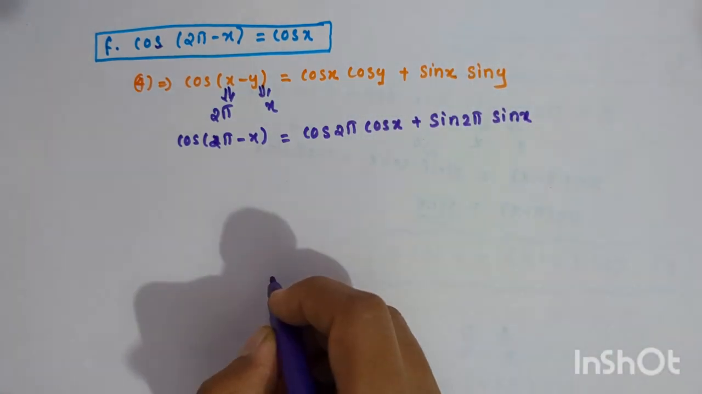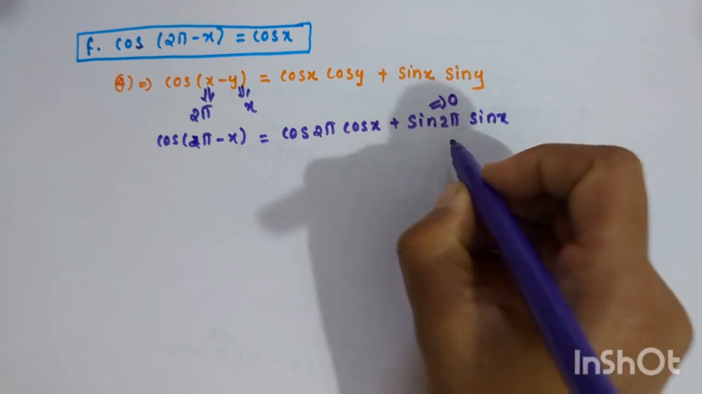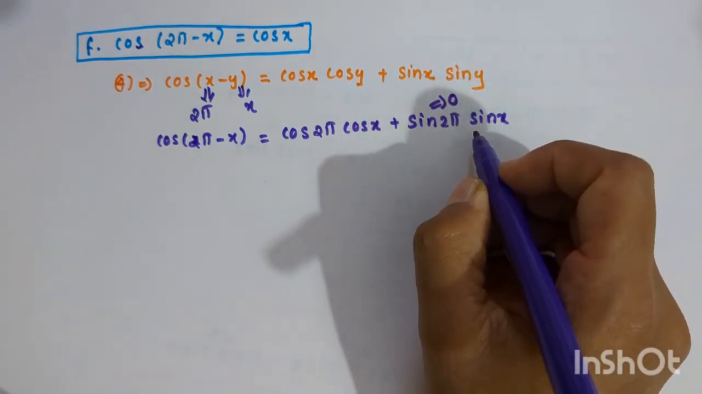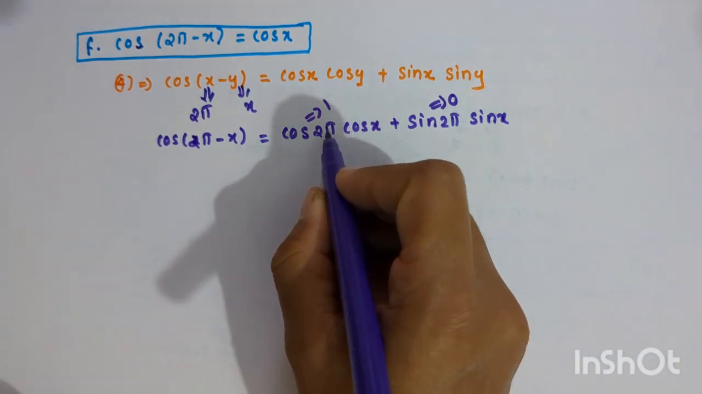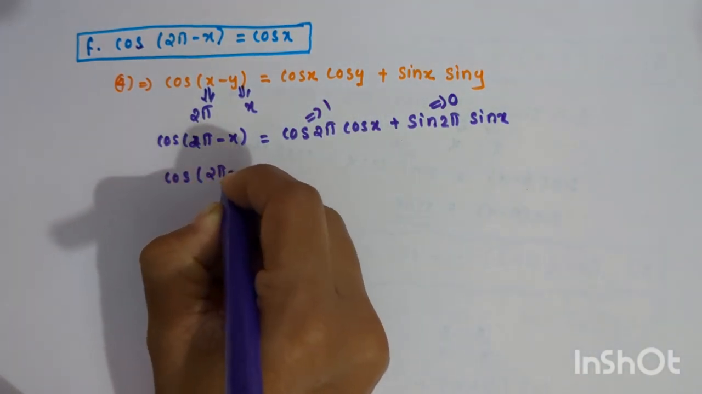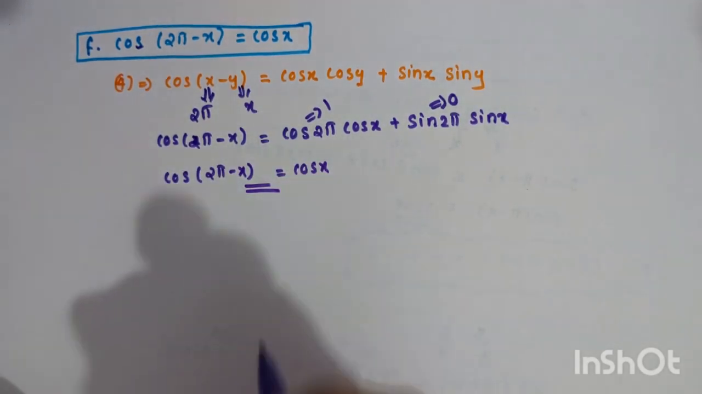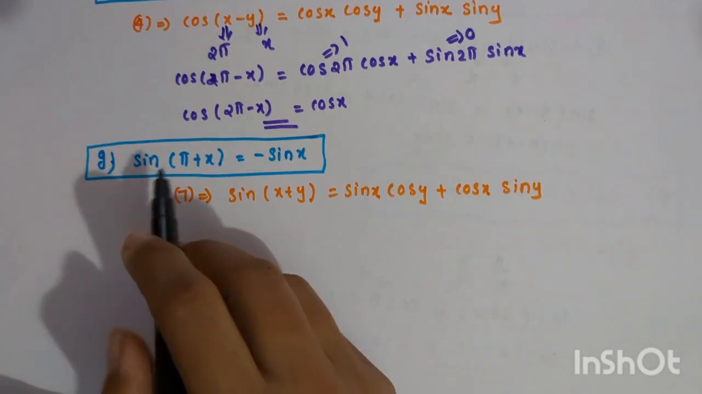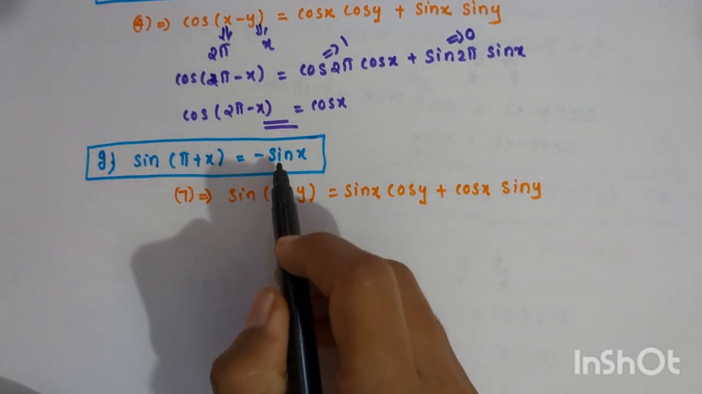Okay, so see sin 2 pi, which is equal to 0, so second term becomes 0. Cos 2 pi, which is equal to 1. So first term becomes 1 into cos x is cos x. So cos of 2 pi minus x is equal to cos x. Hence we proved this. Now next let us prove this trigonometric identity, which is sin of pi plus x is equal to minus sin x.